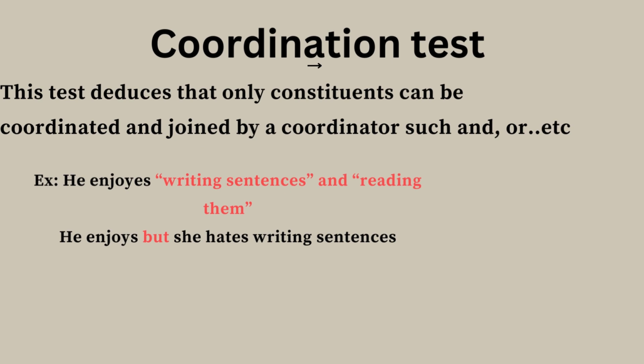Coordination test. This test deduces that only constituents can be coordinated and joined by a coordinator, such as and or. Example, he enjoys writing sentences and reading them. He enjoys, but she hates writing sentences.